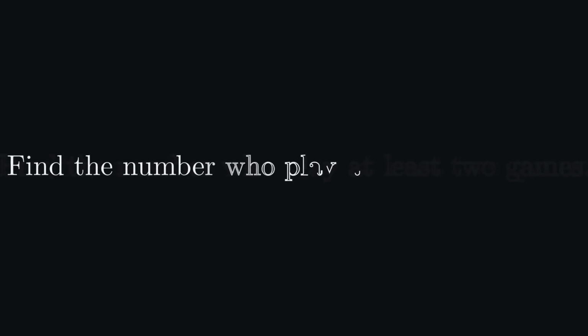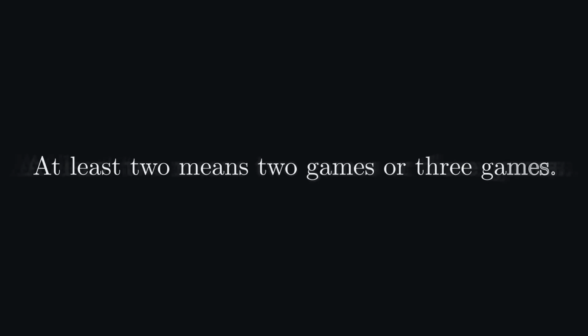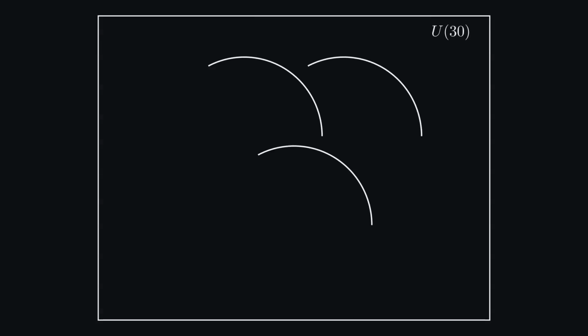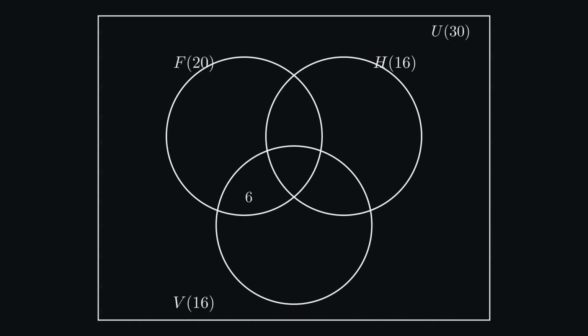Let's revisit the question about how many students play at least 2 games. Understanding at least 2 is key. At least 2 means students who play either 2 or 3 games. We include students who play football and hockey only, football and volleyball only, hockey and volleyball only, and those who play all 3.